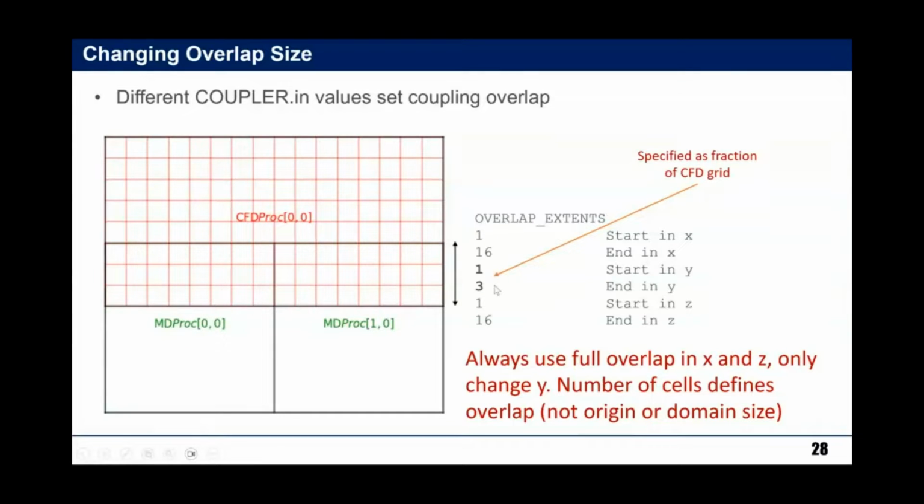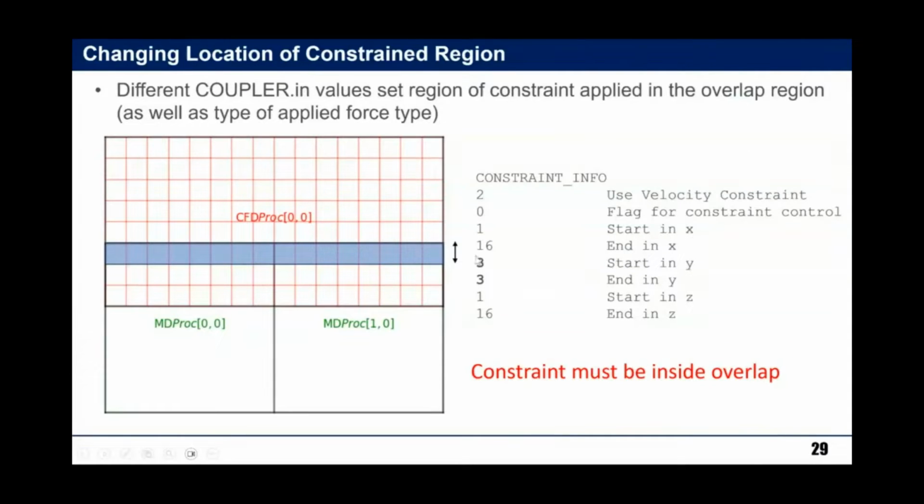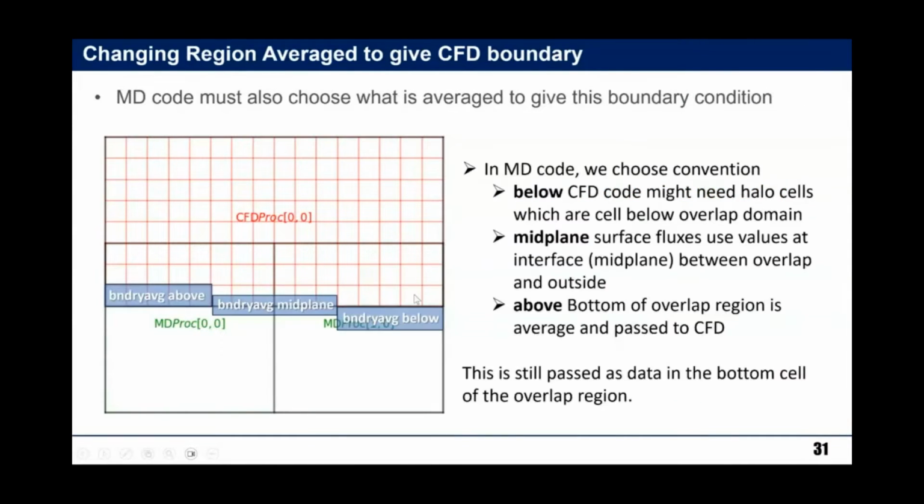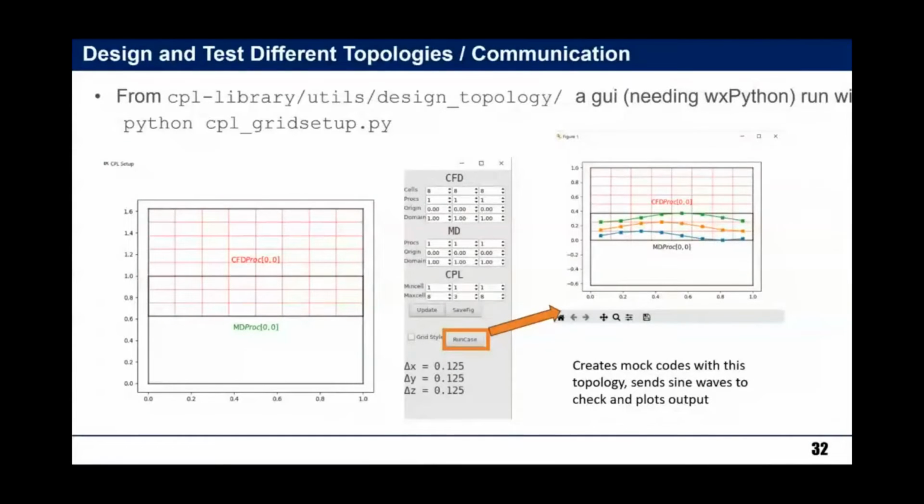And so this is just to really simplify the topology of the setup. In this case, we're saying just 3 cells are going to overlap here, and you just specify that in the overlap extents. We're saying the full overlap of 16 cells in X and 1 to 16 in Z. And then you specify the overlap region, and then you can specify where the constraint is applied. So we're specifying cell 3 of the overlap region, and the boundary extents we specify as cell 1. And there's a subtlety here, which I'll come back to in the LAMMPS section, where depending on whether you want to average above or below that plane, or at the midplane between the two, you might want to tweak that. But this is something that's handled within LAMMPS itself.